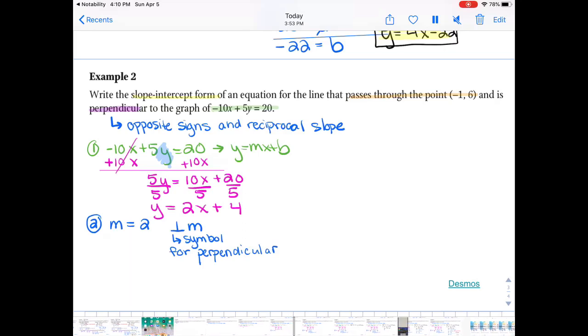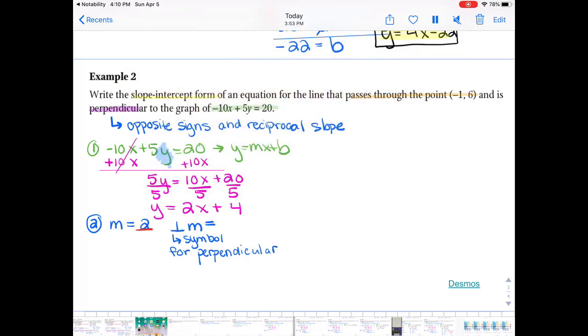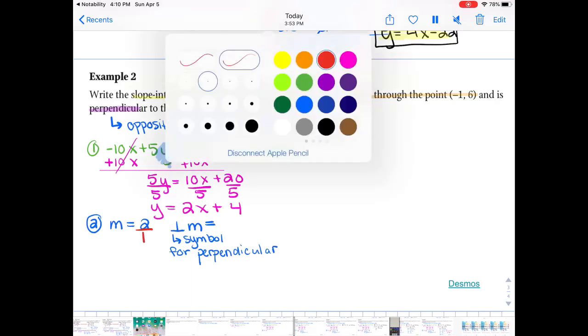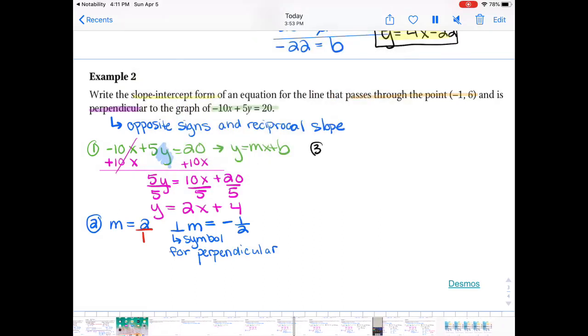So if the slope of our given line was 2, let's talk about perpendicular slope then. Well, 2, let's make that a fraction of 2 over 1. So opposite signs, if the original slope was positive, our slope would be negative for perpendicular. And it would be the flip version of that fraction, so it would be -1/2.